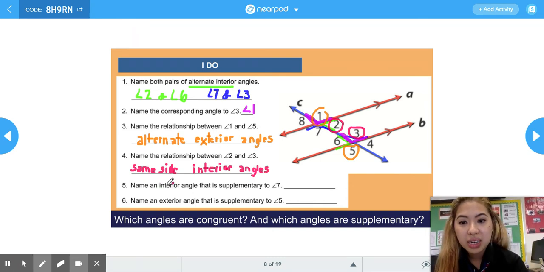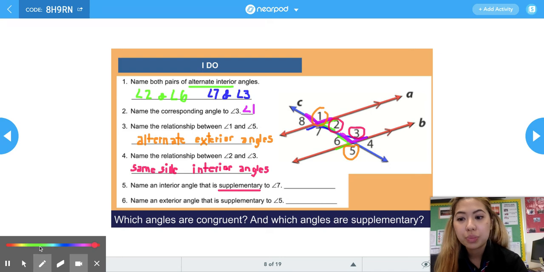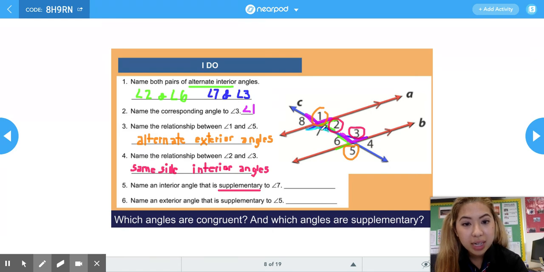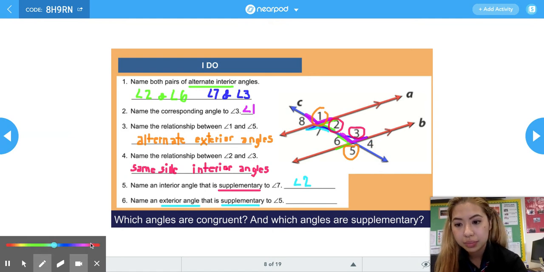For this next problem, we have to name an interior angle that is supplementary to angle 7. So supplementary means that it has to add up to 180 degrees, basically making a straight line. So if angle 7 is this angle right here, an interior angle and inside angle would have to be angle 2. And then for question 6, when it says name an exterior angle that is supplementary to angle 5, an exterior angle that would make it into 180 degrees or a straight line would be angle 4.